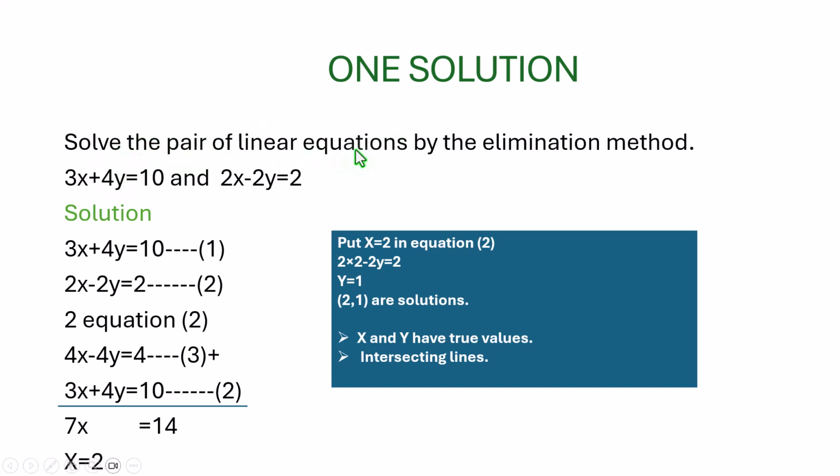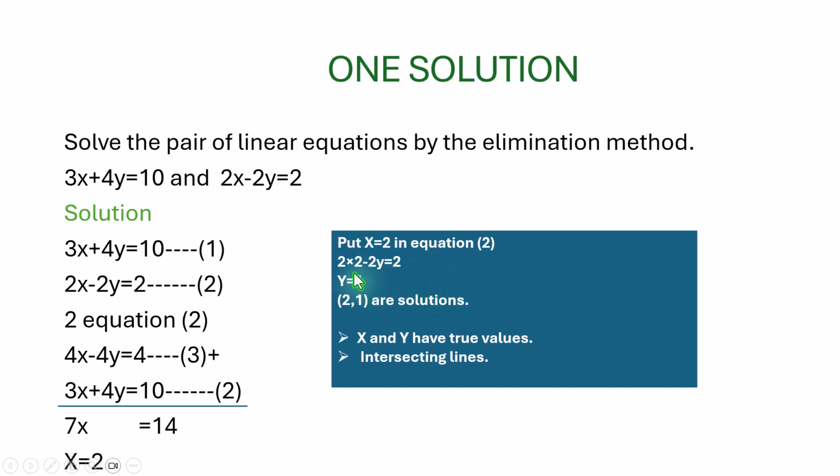One example: solve the pair of linear equations by the elimination method. 3x plus 4y is equal to 10 and 2x minus 2y is equal to 2. Solution: equation 1, equation 2. Here the coefficient of y in the first equation is a multiple of the coefficient of y in the second equation. So 2 into equation 2 you get 4x minus 4y is equal to 4, and 3x plus 4y is equal to 10. Adding, 7x is equal to 14 and x is equal to 2.